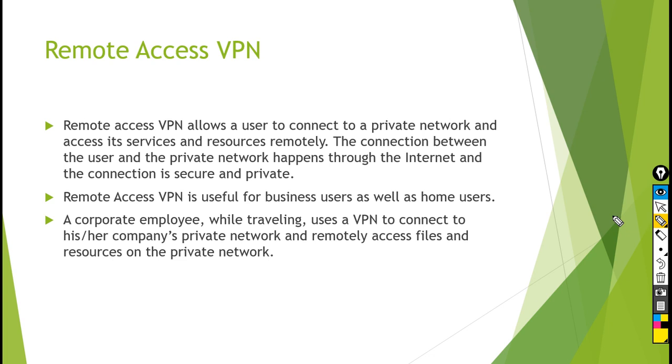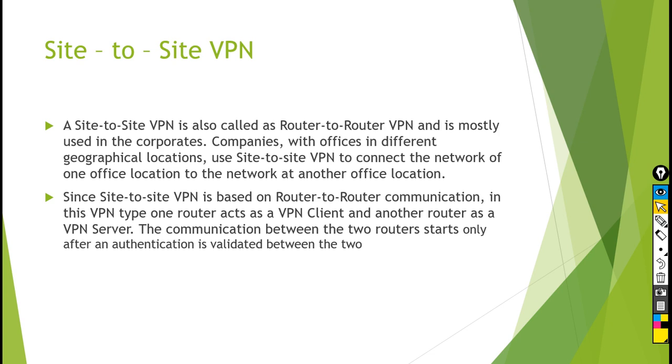Another category is site-to-site VPN. Site-to-site VPN is basically used between two offices. Maybe you have a headquarter office in any geographical location, maybe in Africa, and another office maybe in Asia. If you want to have a VPN connection between these two offices, generally you go for the site-to-site VPN.